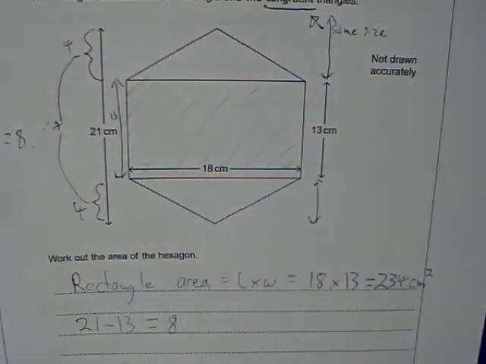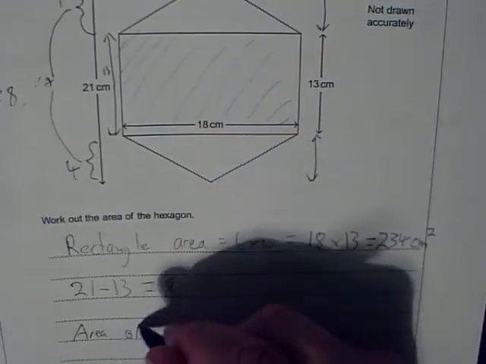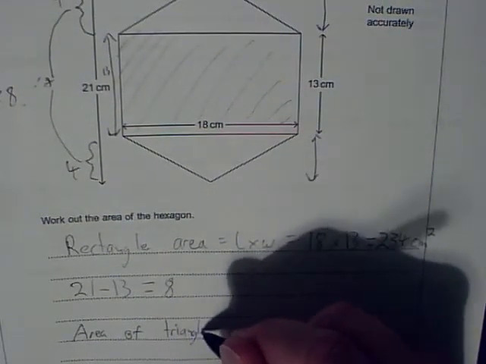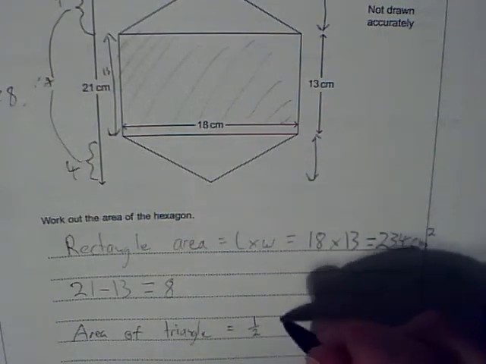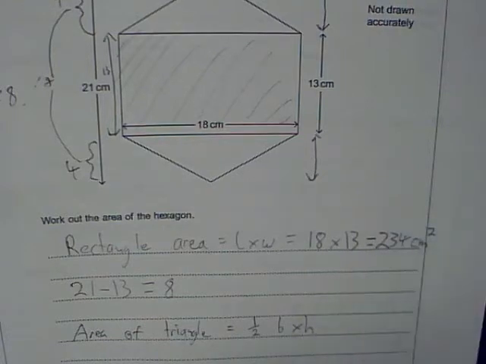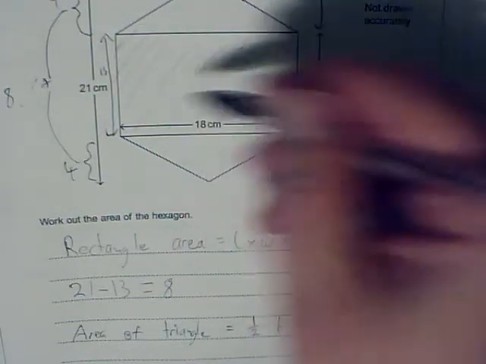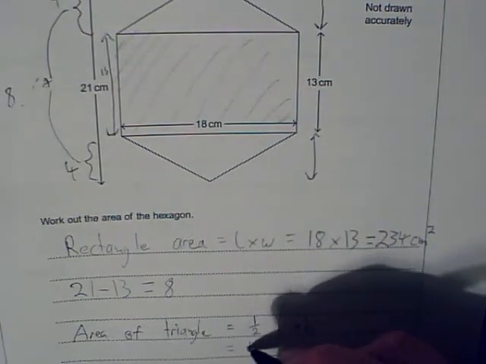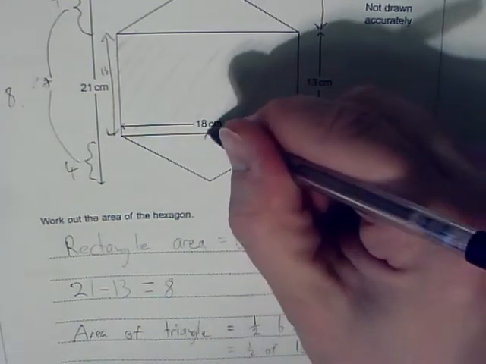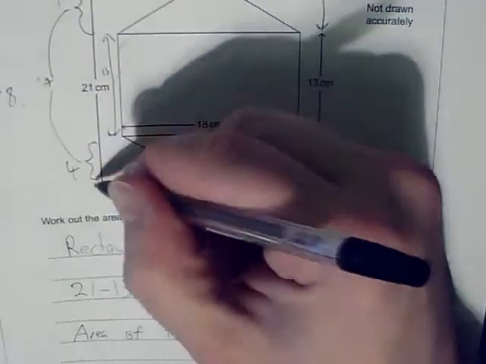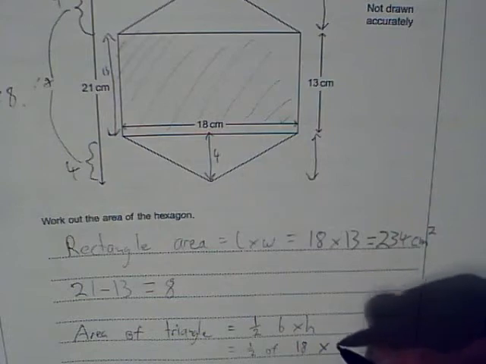Right. So I know that the area of a triangle is half of the base times the height. Okay, so that's something which I just know. Half of my base amount. Now that base amount there is 18, so it equals a half of 18 multiplied by the height. Now my height is this part here, and I've already shown that to be 4. So for each triangle, it's a half of 18 times 4.